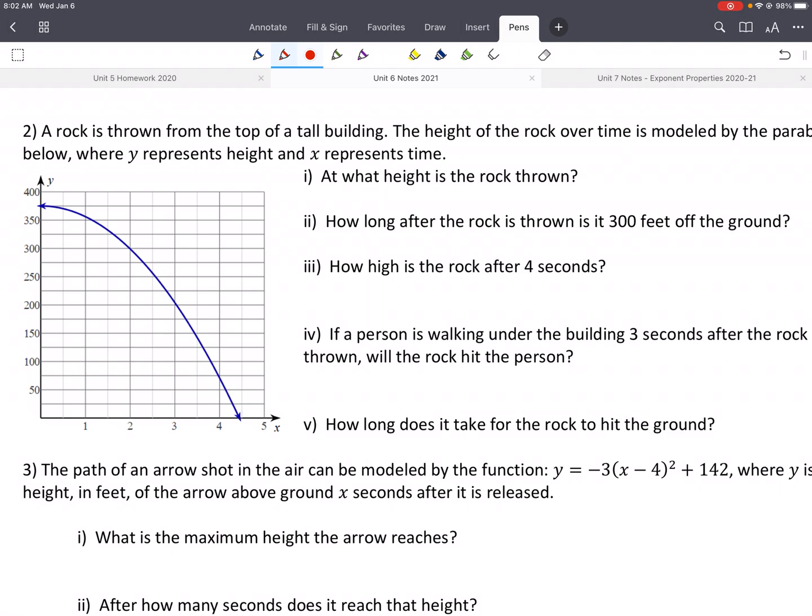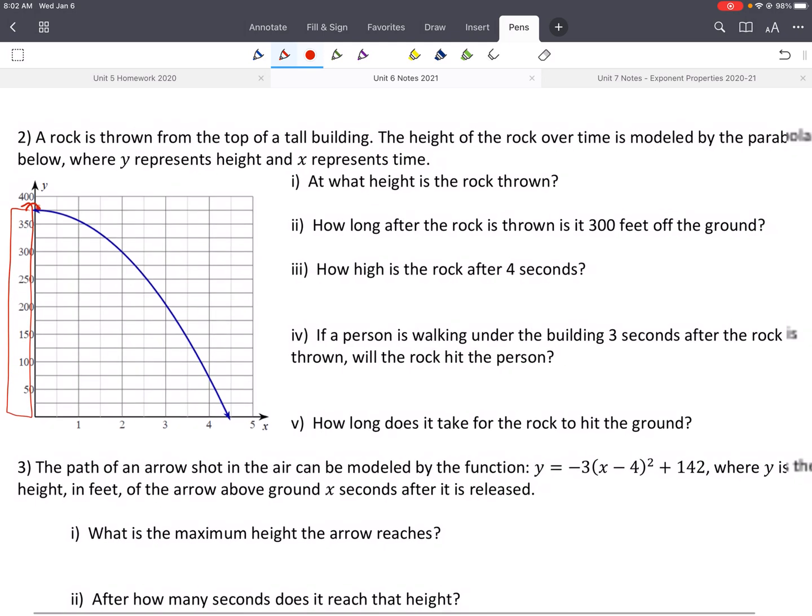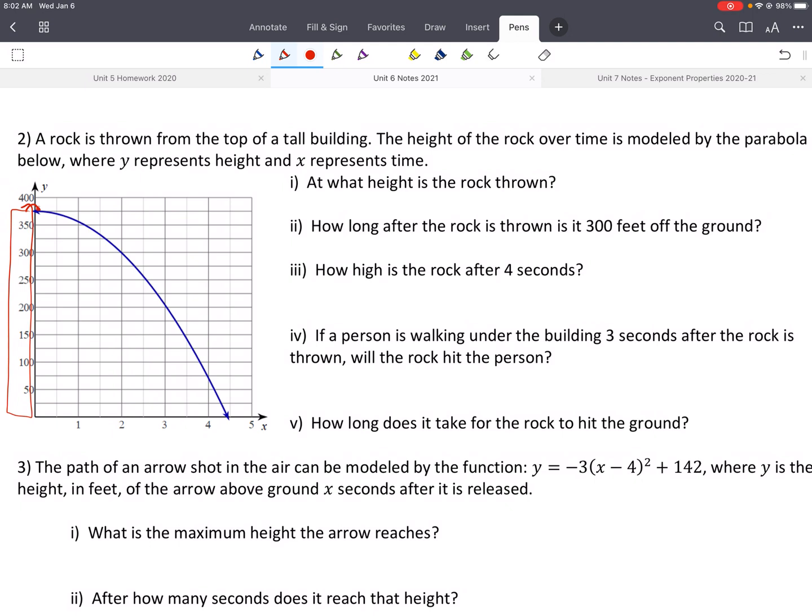Okay, number 2 says, a rock is thrown from the top of a tall building. So we have this big building over here, and a rock is being thrown. The height of the rock over time is modeled by a parabola below, where y represents the height and x represents time. So x here is time, and this is height.